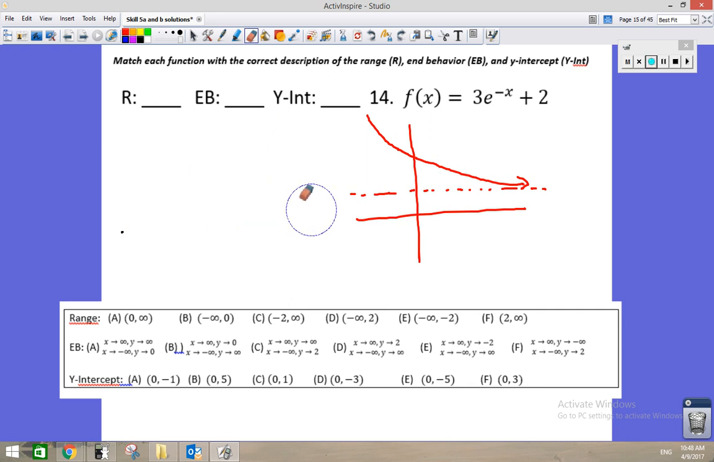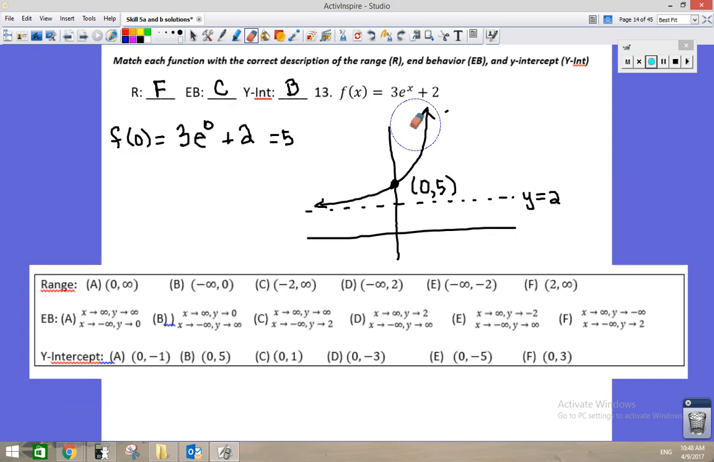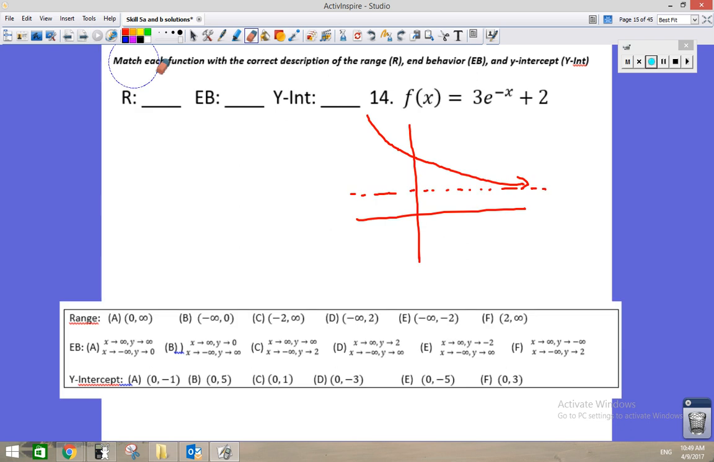Alright, so let's see if that's enough to match the range, end behavior, and y-intercept among these choices. So the range is the same as the range of our 3 e to the positive x plus 2. The only difference being that this x is negative x. So the range is 2 to infinity, which is choice F.